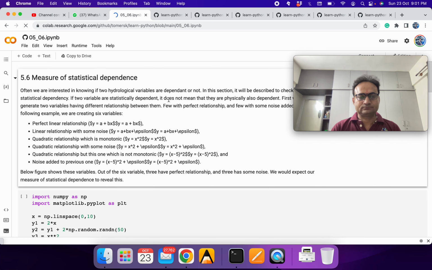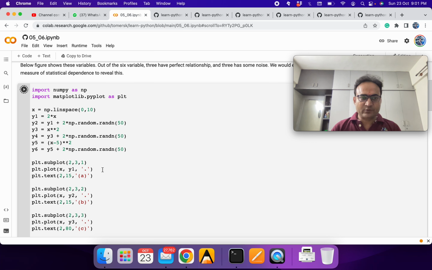Whatever we discussed, we are generating those relationships, those numbers, and we'll plot them. There is nothing so complicated or magic about it. We'll just look at the graph, let it come.